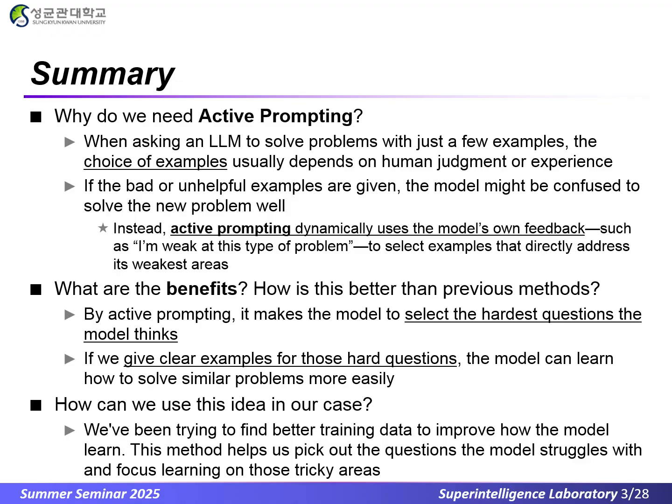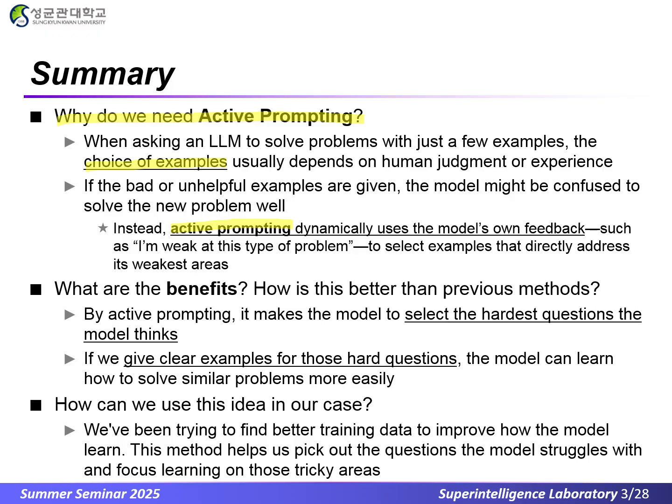On this summary slide, we answer three key questions. Why do we need active prompting? When we ask an LLM to solve problems with just a few examples, the choice of examples typically relies on human intuition. If those examples are poor or unrepresentative, the model can get confused and fail to solve new problems. Active prompting instead taps into the model's own signals, its uncertainty, to identify which questions it struggles with, and select better prompts.